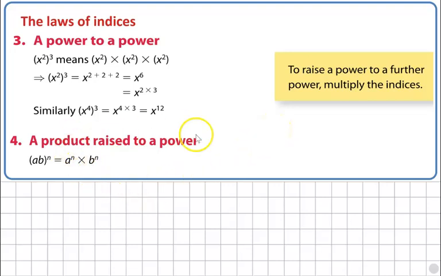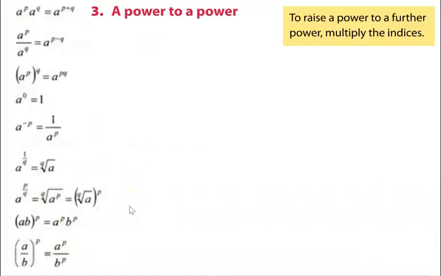And a product raised to a power, so if we have ab to the power of n, that's the same thing as a to the power of n multiplied by b to the power of n. So we'll have a look at this one later on.